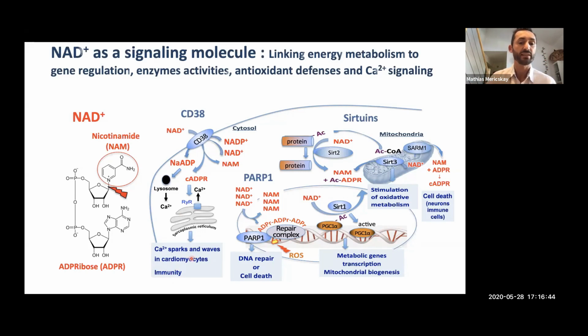But in cardiac cells, there have been some studies which show that it's involved in the generation of calcium sparks and waves, and maybe could have a pro-arrhythmic role. It's not very well known so far.